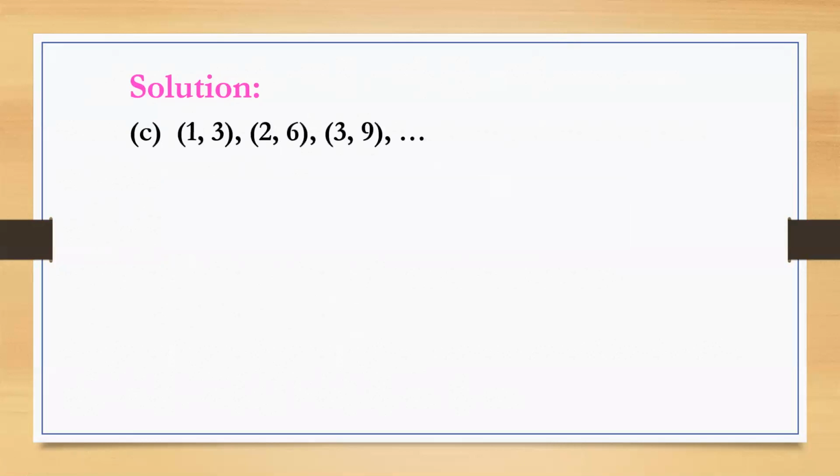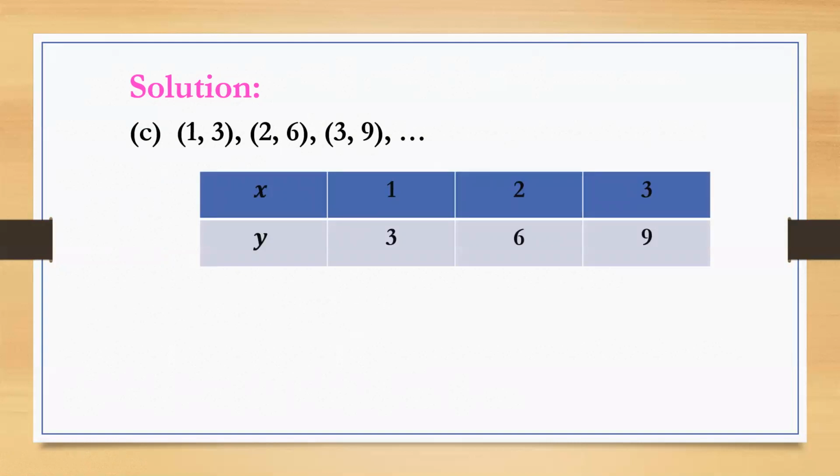Let's see: (1, 3), (2, 6), (3, 9). Again, I have my table. X values 1, 2, 3. Y values 3, 6, and 9. So try to find the relation which exists between these two, X and Y. Yes, we are multiplying by 3 to get the Y value from the X value. So Y will be equal to X times 3, or simply Y equals 3X.